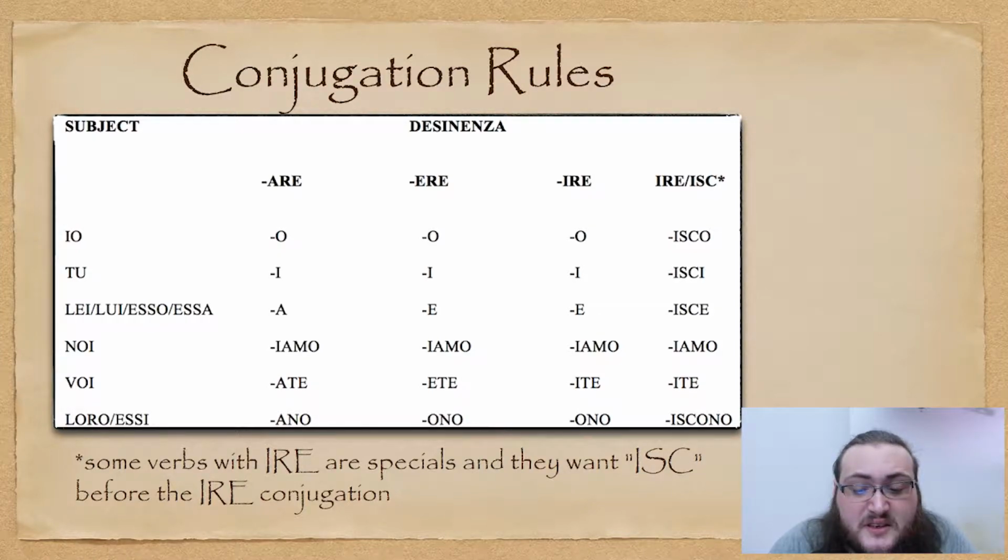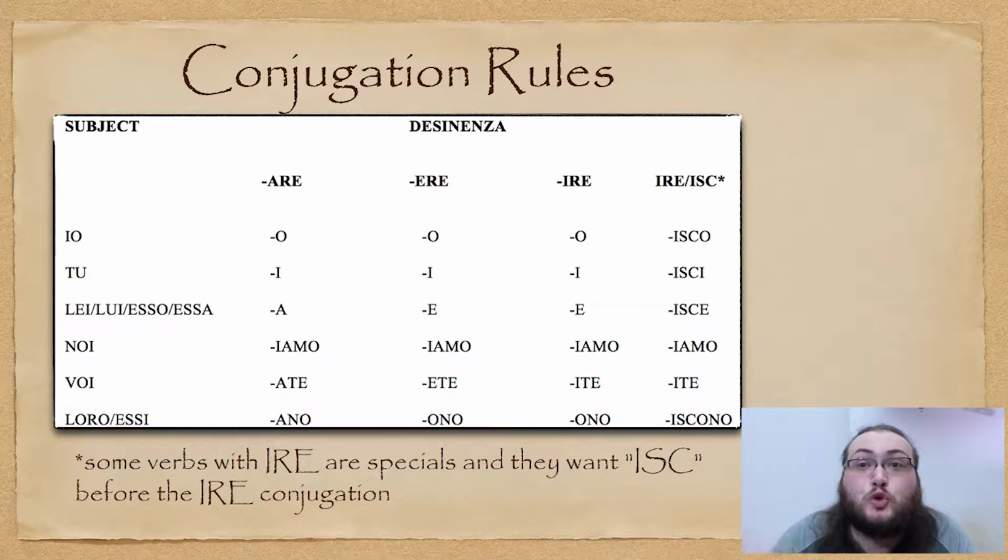Okay? And this is very easy because it's o for every desinenza. Are, ere, ire, with io is o. Let's have a look at ire in isc for a minute. We have o at the end, but before we have isc. So for those verbs that want isc, you just put isc before the new desinenza. And so you have isco.